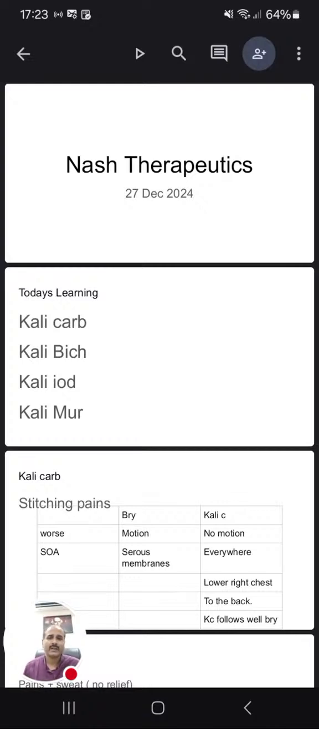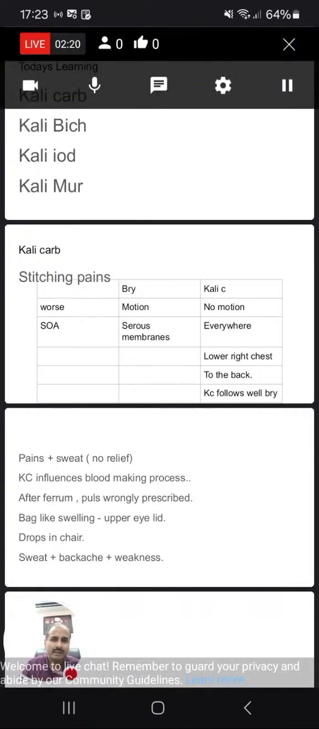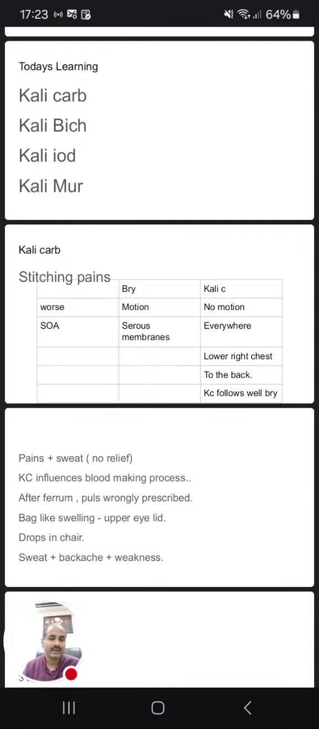So we'll start with Kali Carb, which is the first remedy, and if we read it from Nash, we see that there are two key differences. He starts by explaining Kali Carb. The first thing that he shares is that there are stitching pains in Kali Carb. We all know about it. But when you see practically a patient with stitching pains, you will see that there is more or less similarity with the stitching pains of Bryonia. So how will you differentiate?